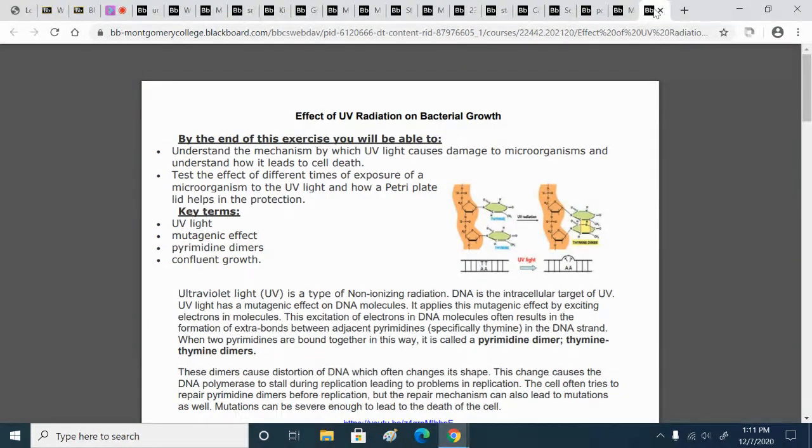And the problem with the thymine dimer is that when DNA polymerase or RNA polymerase comes along and sees that thymine dimer, it cannot add the correct complementary adenines. And so a mutation occurs. And if there's too many mutations, those cells die.